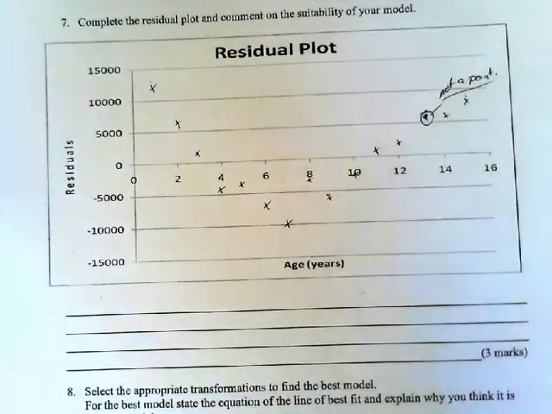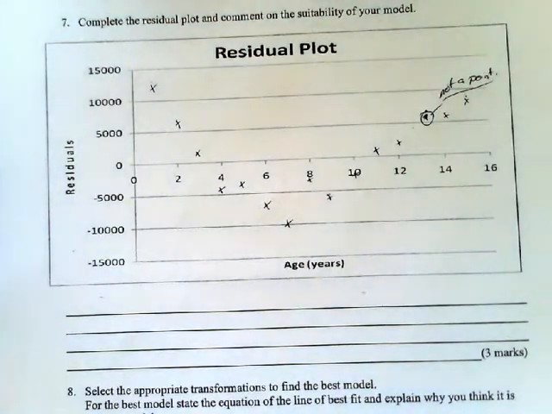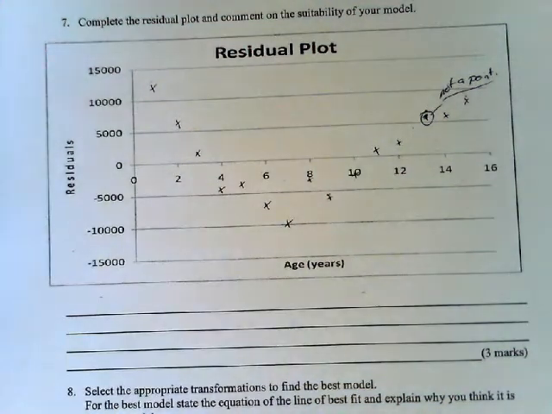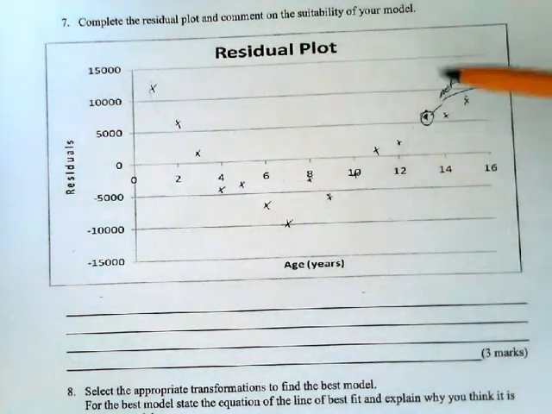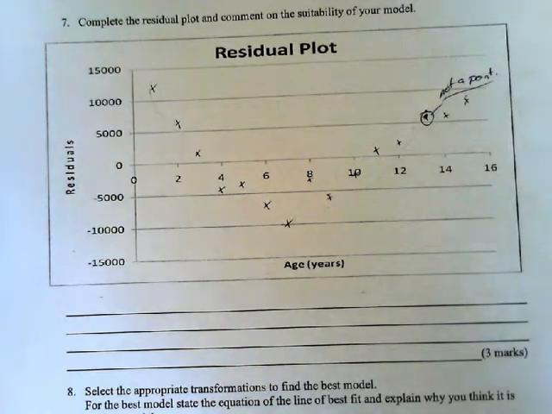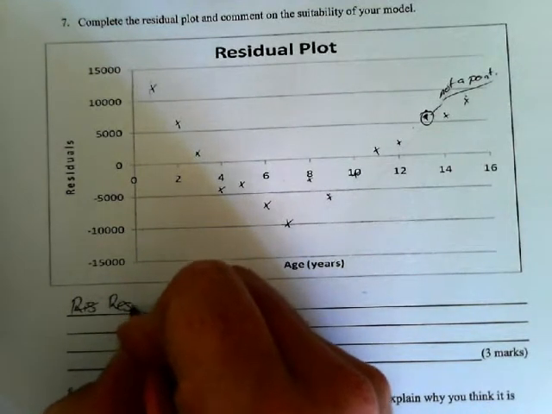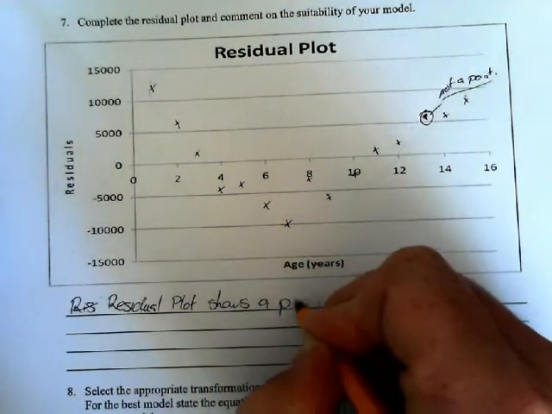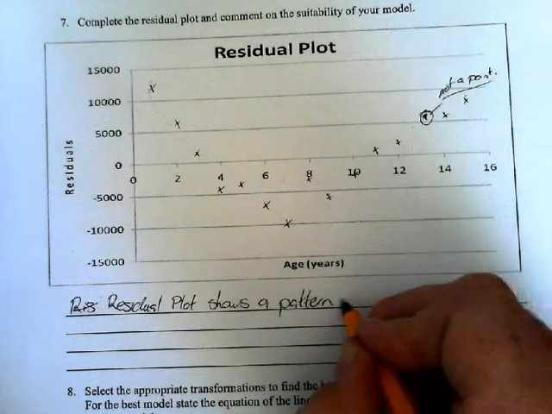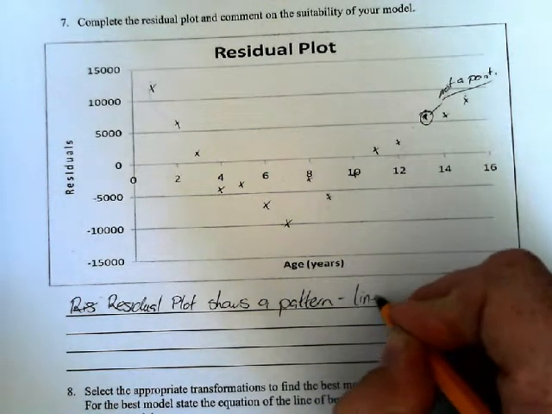Comment on the suitability for your model. So remember, the residual plot shows if there's a linear relationship. Okay, if there is, we'd expect all these plots to be all over the shop. Okay, but we've certainly got a pattern here. Alright, so there is a pattern on the residual plot that shows that there is going to be a model that's going to be better. So the residual plot shows a pattern. So linear relationship, not the best model.